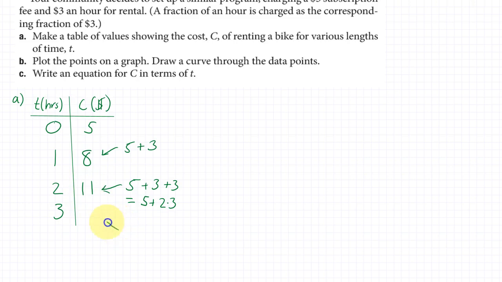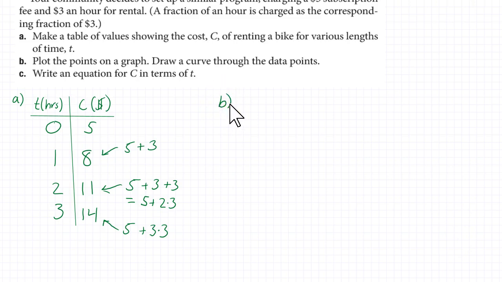And for this one here, if you rent it for 3 hours, you're doing the $5 subscription fee plus $3 per hour times the number of hours, which is 3, so that's going to be 5 plus 9, which is $14.